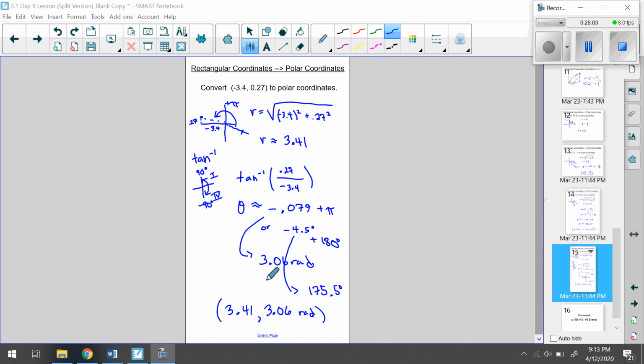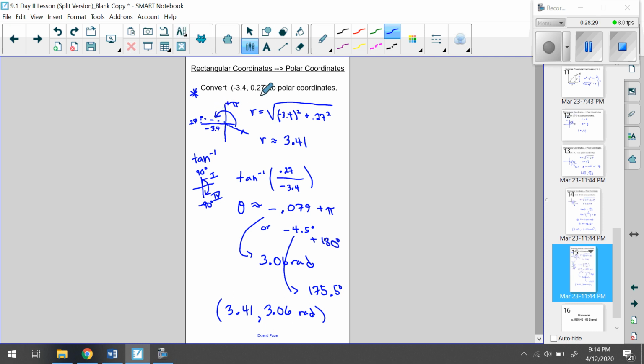Again, when you're all done, go ahead and write your answer in coordinate form. So 3.41 is my R value, 3.06 radians is my angle. If you put 175.5 degrees in there for your angle, that would be okay too. Okay, so a major red flag alert, something to be thinking about: anytime you're using the inverse tangent button, look at your sketch, and this is one of the reasons they ask you to draw that sketch.